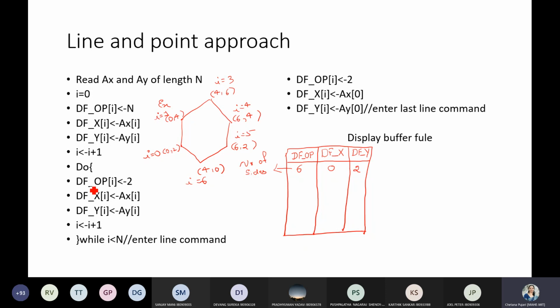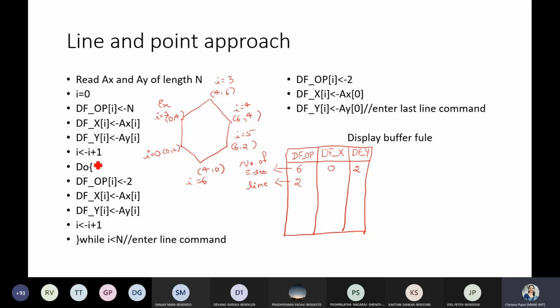So what have we written in this do while loop? The first instruction, as you can see, is df, that is your display buffer file, opcode. So what is the instruction written here? It is 2. In this case, 2 signifies that you are trying to draw a line. 2 specifies a line. In order to draw a line, you need two vertices, and then you are going to specify the coordinates.